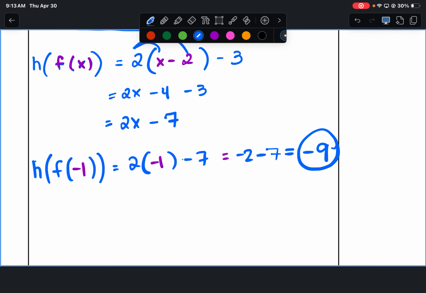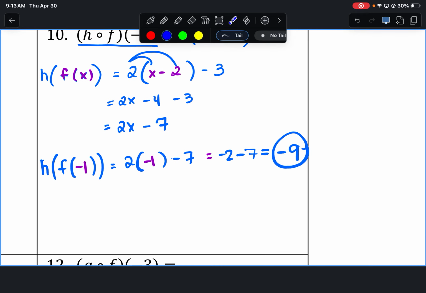Yes? So when we do the h of f of x, do we have to write h of f and the number for the answer? Yes. Because there is a difference between this and that.